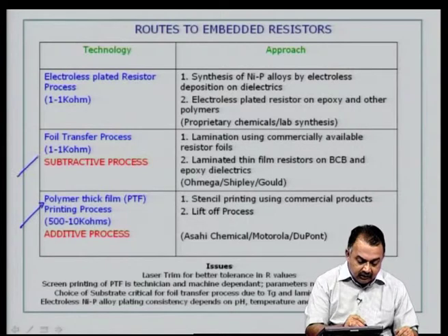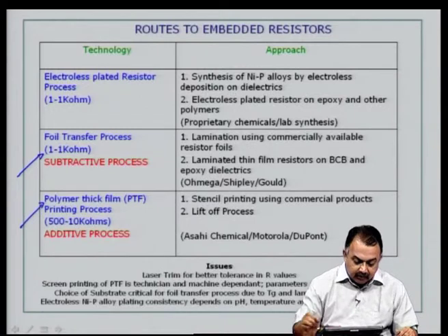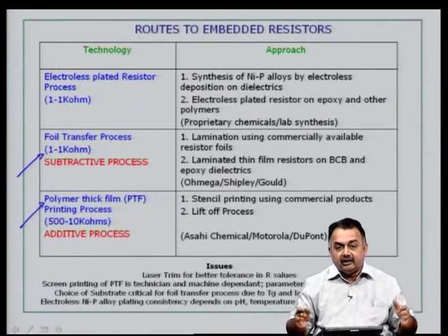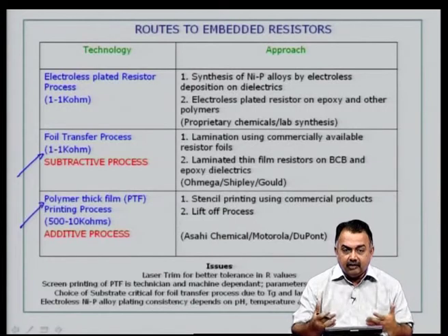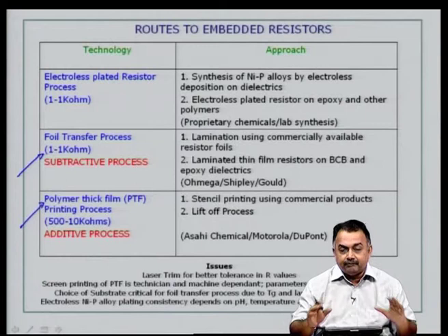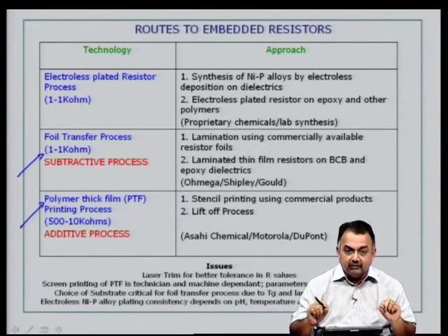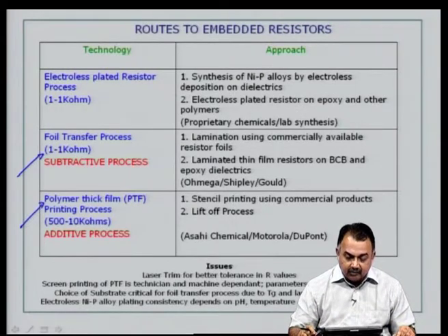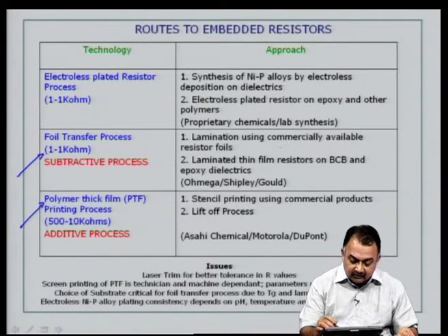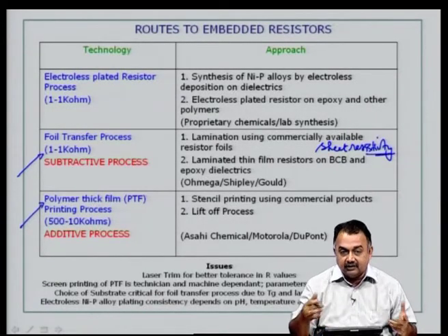The second one is foil transfer process. Typically it is a subtractive process, because you can get resistor foils ready made, synthesized and available as sheets with defined thicknesses of the entire structure and also the individual resistor layer thicknesses from commercial manufacturers. And then you can look for specific sheet resistivities that you require in your design. So, when you do your design, look for this material and then design it.